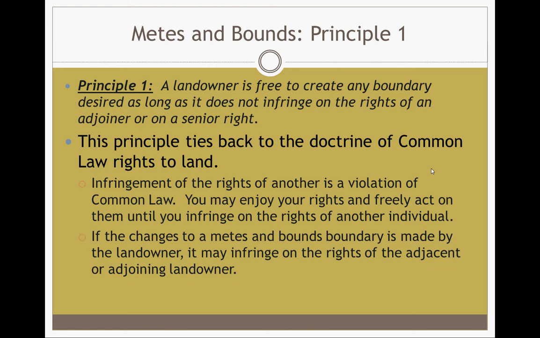Now, this principle ties back to the doctrine of common law rights to land. I can do anything with my land that I want to as long as I don't infringe on someone else's rights to use their land. Infringement of the rights of another is a violation of the common law and also a violation of many different statute laws and federal laws. You may enjoy your rights and freely act on them until you infringe on the rights of another individual.